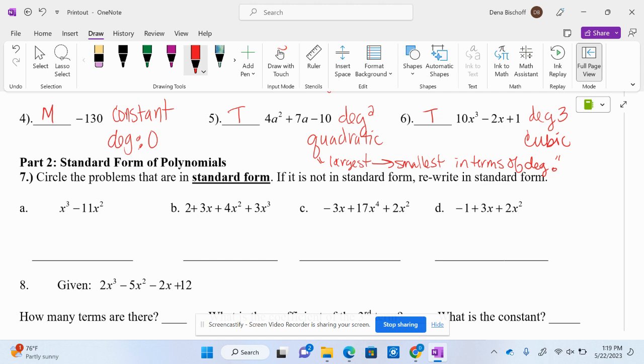So for the first one, I'm going to just put the degree over each term. So x cubed is degree 3, x squared is degree 2. So is that written in order from largest to smallest degrees? Yeah, I saw Gavin shaking his head yes before he even started talking. So yeah, that's good. What about this next one? This is degree 0, degree 1, 2, 3. So fix it for me, Brody. Tell me how to fix it. Largest degree has to come first. Okay.